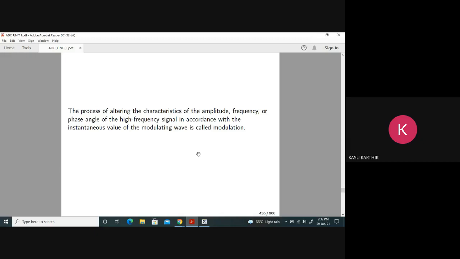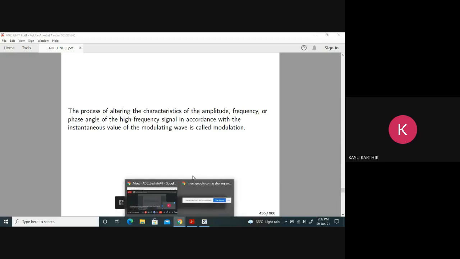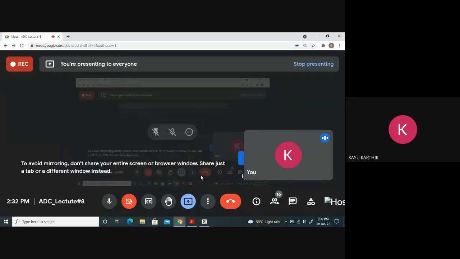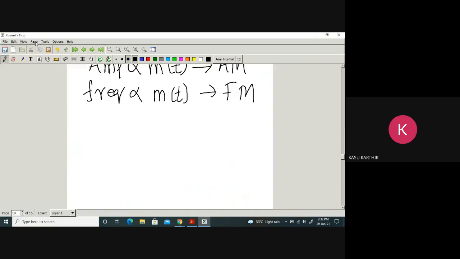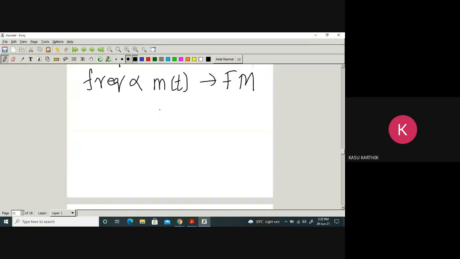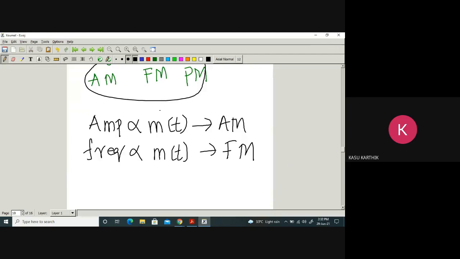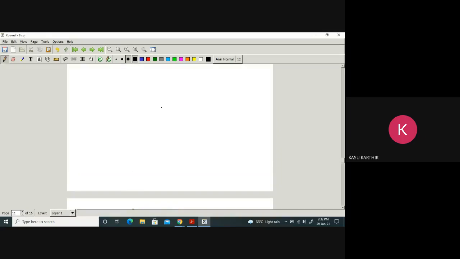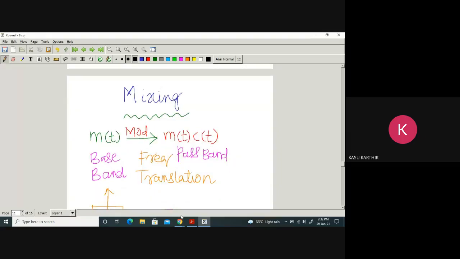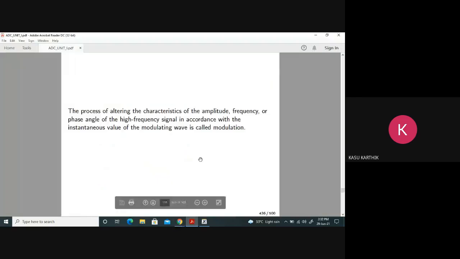Now with this we complete all types of modulations. Do you have any questions or doubts? Anything you want to ask? I will stop the modulations with this and proceed to another topic. If you don't have any doubts, let us proceed. So the next topic is mixing.